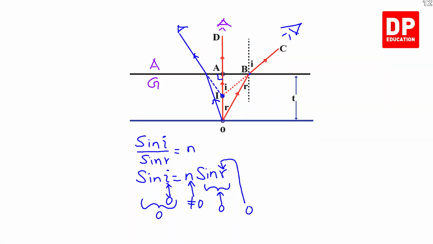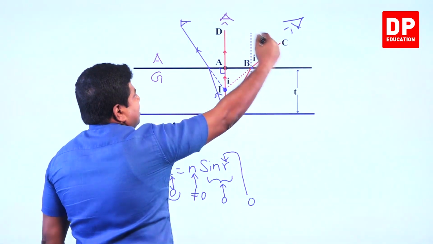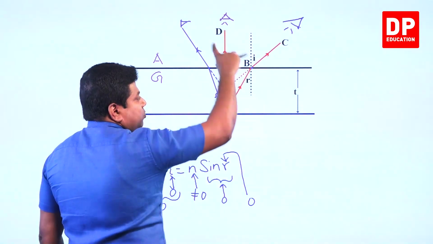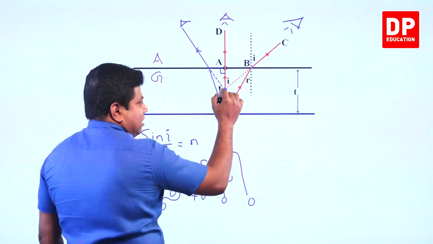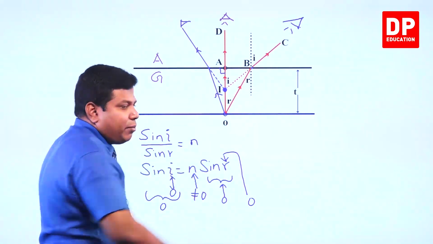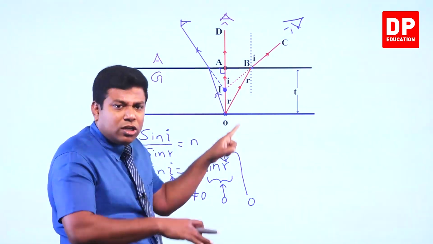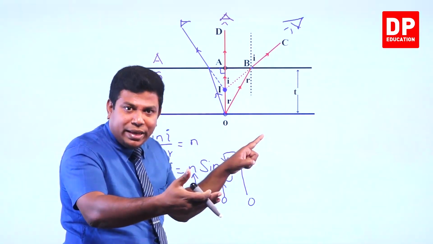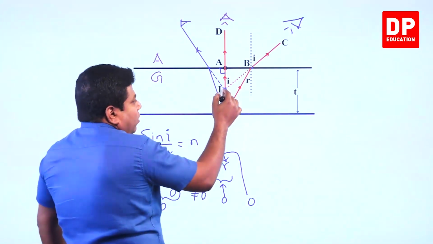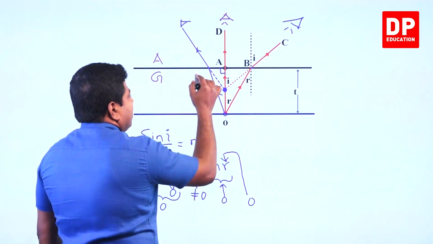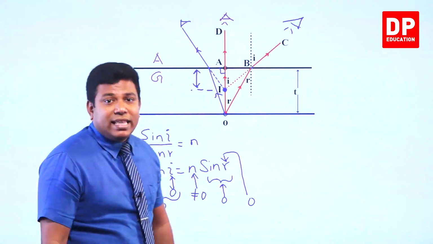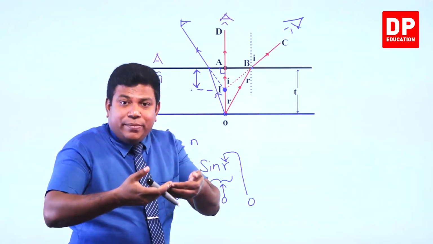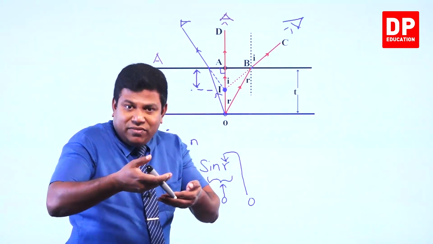Understand? So for me, who is looking from above this side of the glass block, I am going to feel like the image is located here. I am going to see the object at this point. I wouldn't see the original object. What I see is the image only. So for me, the object will look like it is here. This distance is what we call apparent depth. The object will look elevated from its real depth.